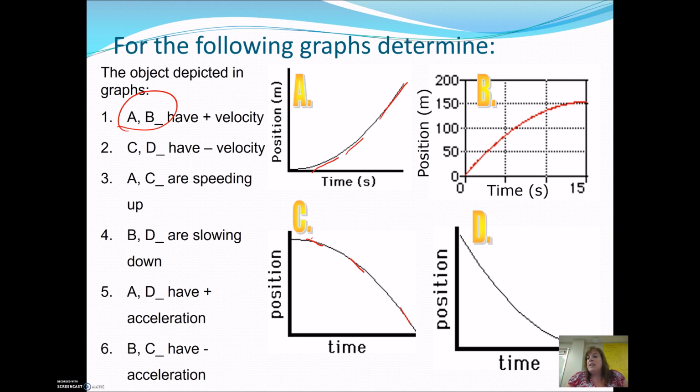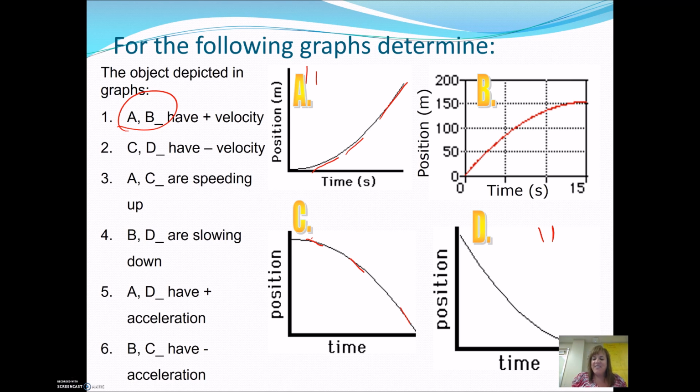Slowing down is B and D, because you'll notice that they start to plateau. So anytime my line plateaus, that means I'm slowing down. That rate of change of position is decreasing. For 5, hopefully you got this right. Which ones have smiley face? Positive acceleration, smiley face. So that's A and D. It's like half of a face here. And frowny face, negative acceleration, is B and C.